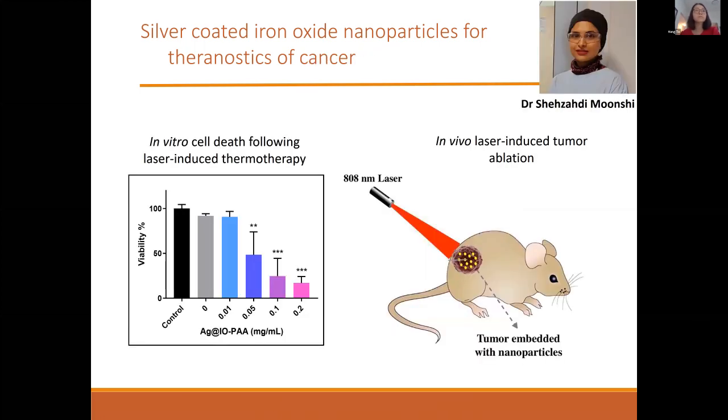We also use this particle for thermotherapy of tumor. So you can see here with the treatment of the particle and the laser, the viability of the cells is significantly reduced. Shaprin Moon, my postdoc, is currently working on this project focused on cancer.